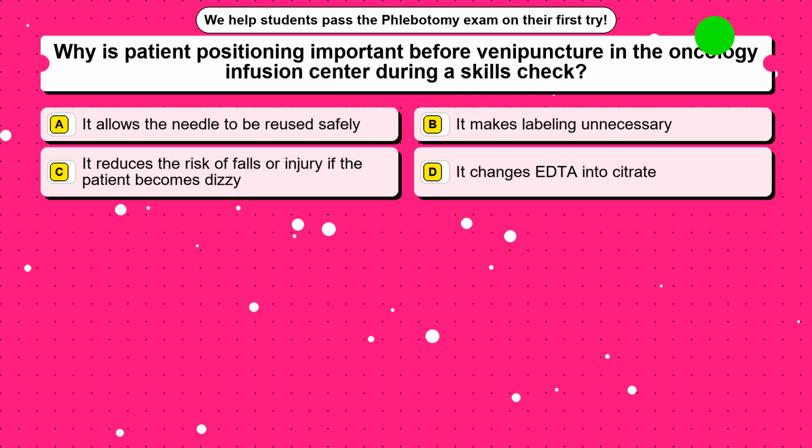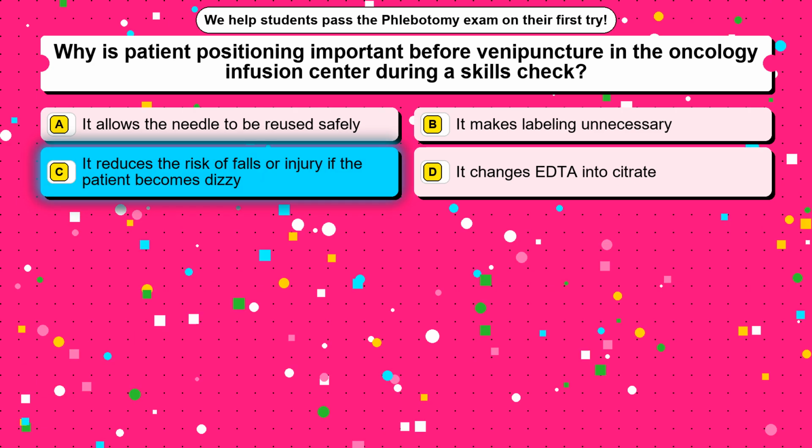Question 89. Why is patient positioning important before venipuncture in the Oncology Infusion Center during a skills check? Option A. It allows the needle to be reused safely. Option B. It makes labeling unnecessary. Option C. It reduces the risk of falls or injury if the patient becomes dizzy. Option D. It changes EDTA into citrate.